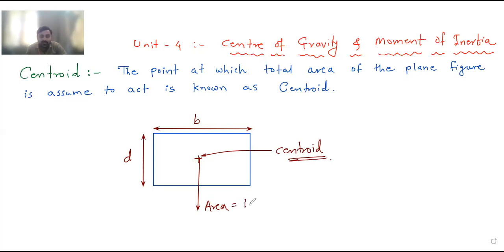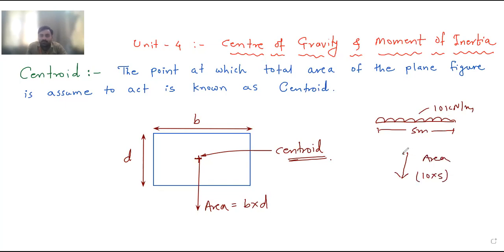Now what is the area here? Area is B into D. That is why, when you consider that this UDL is a rectangular load, suppose this is 10 kilonewton per meter and this is 5 meter, how do you take the point load? The point load which is acting is 10 into 5. 10 into 5 is nothing but area, and this load you take through the centroid.